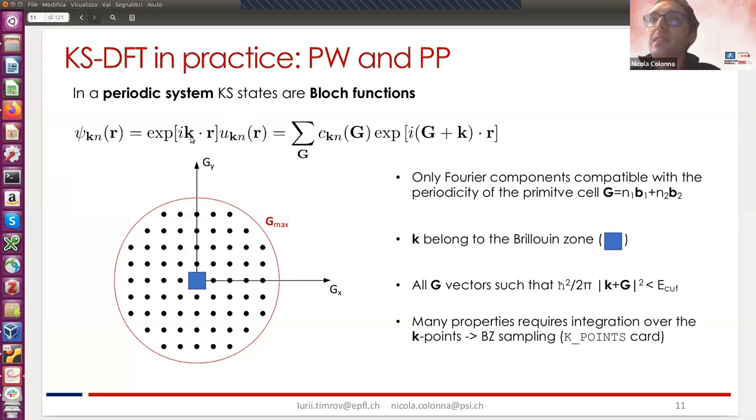And actually K is a quantum number for an electron in a system, a quasi-momentum. One can show that this belongs to the so-called first Brillouin zone of the material, in these two-dimensional cases, this square here. And actually, all I said before applies. You still keep all the G vectors that satisfy that are inside this sphere, but then you also need to accurately sample the first Brillouin zone. And this is what is done in Quantum ESPRESSO with the K_POINTS card that we are going to use later on.